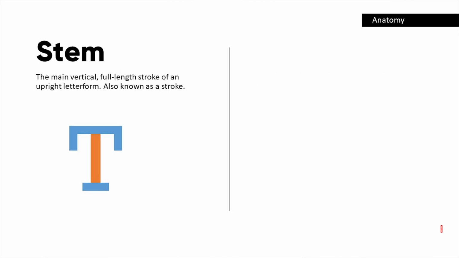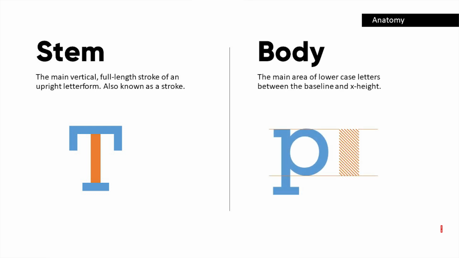Then we have stem. The main vertical full-length stroke of an upright letter form, also known as a stroke, is referred to as the stem. Then we also have body. The main area of lowercase letters between the baseline and the x-height is referred to as the body.